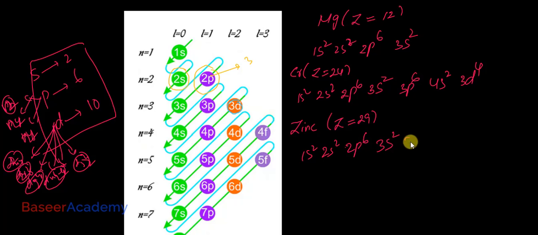After 3s, it goes into 3p. P can have 6 electrons. After 3p, it goes into 4s. S can have 2 electrons. After 4s, it goes into 3d. D can have 10 electrons.